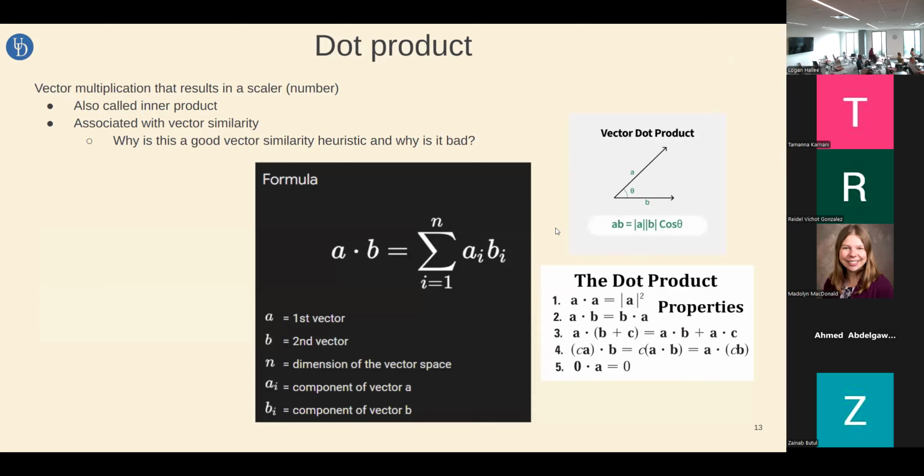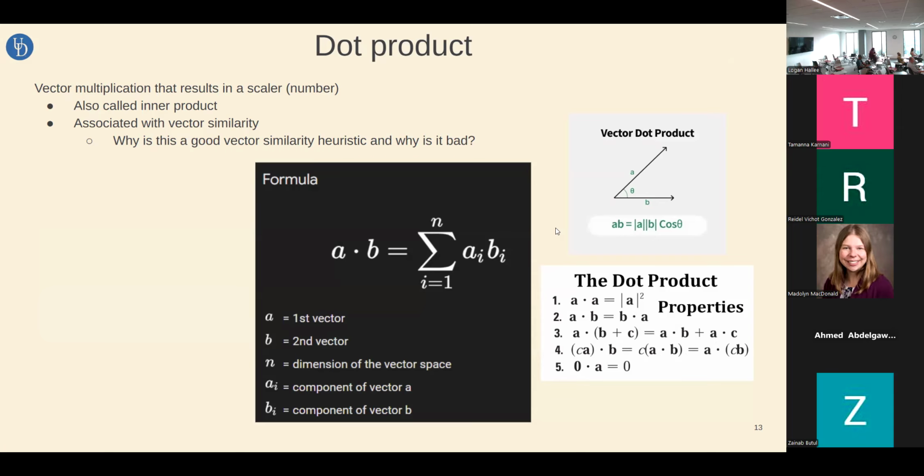So the first very fundamental concept is one type of vector operation that doesn't actually result in another vector, it results in a number. And that number is actually a really important measurement for machine learning in a way. So dot product is a very simple operation.